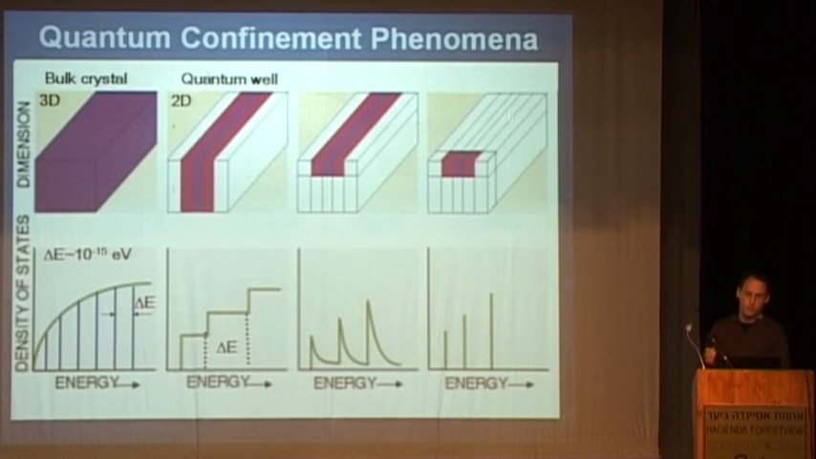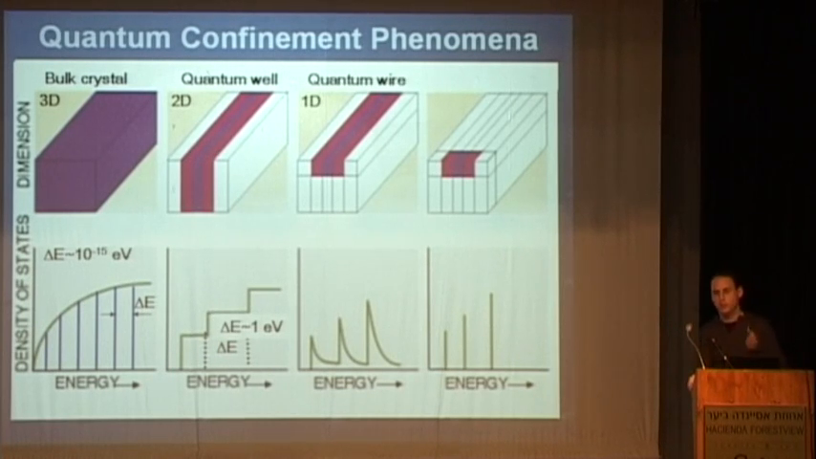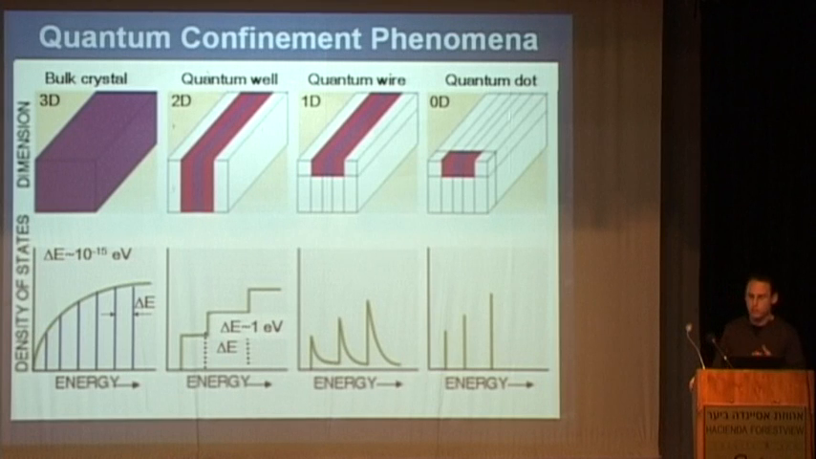Here, the difference between each step jumps to the order of 1 electron volt, much higher than each energy level of the bulk material. I can further confine it into a quantum wire, where the electron can move only in one direction, and a common quantum confinement structure called the quantum dot, where the electron cannot move. It is confined in the same small area.